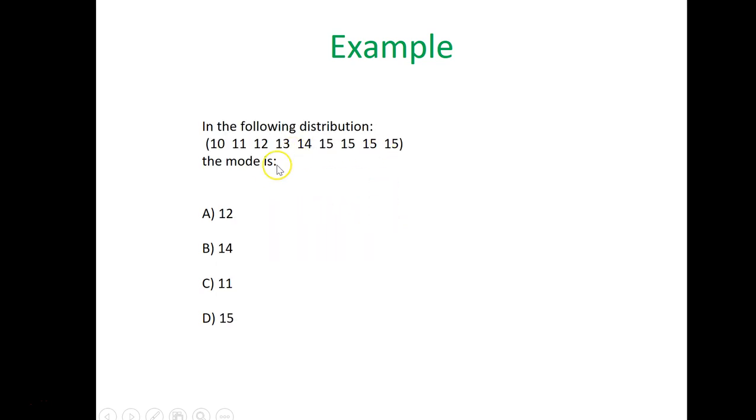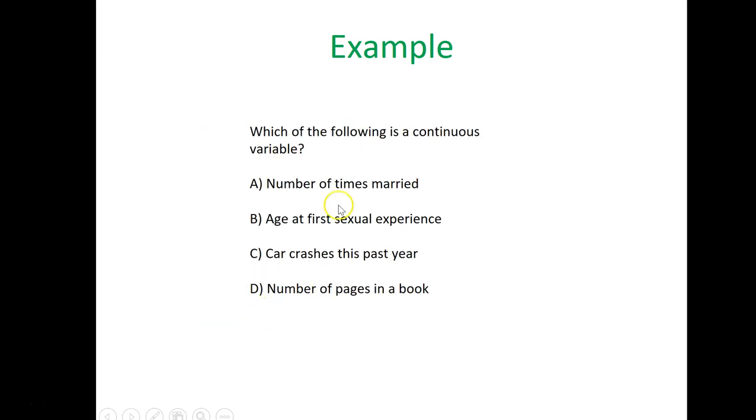In this distribution, what's the mode? The mode is the most common value. Blah, blah, blah, blah, blah, 15. Well, obviously 15 is going to be the mode. Straightforward. Another example. Which one is a continuous variable? Number of times married. Well, you can't be married 1.5 times, so it's not that. Car crashes past year. You can't have 1.5 crashes. Number of pages in a book. You can't have 4.5 pages. It's got to be B. Age at first sexual experience. 16.1, 16.2. You can subdivide that as much as you like, or if it's in my case 48.7. I'm kidding. It's a joke. Haha. Come on, work with me here.